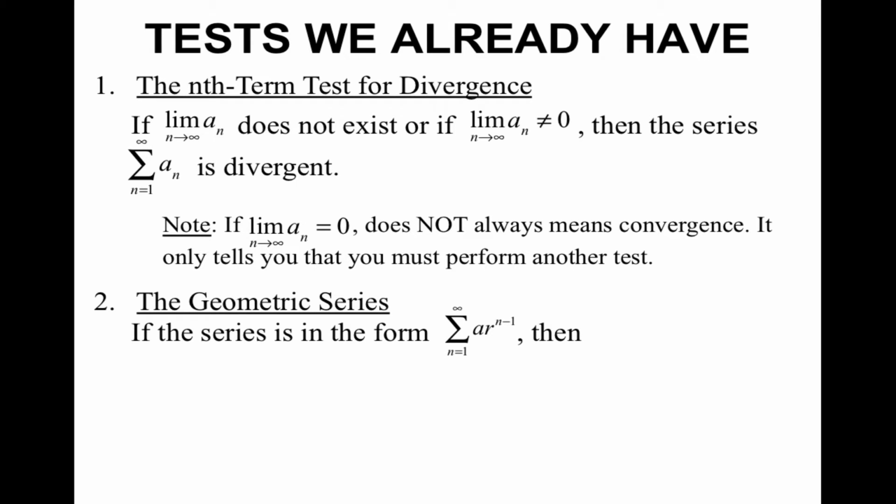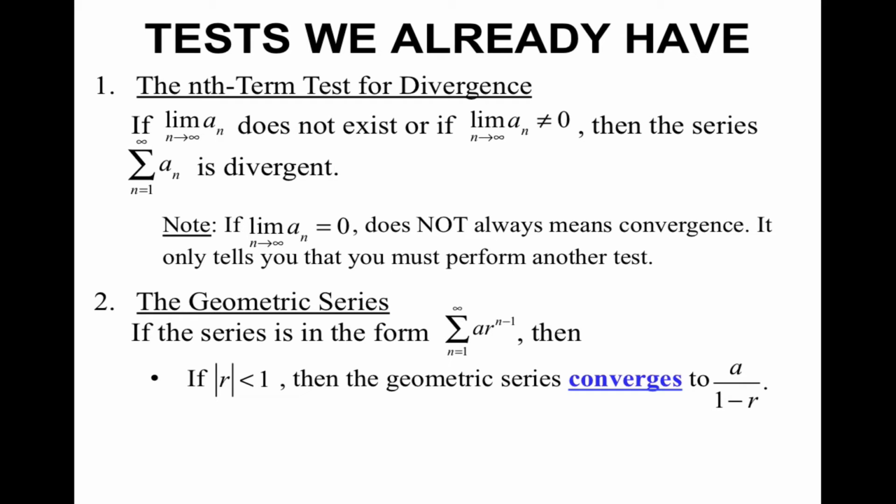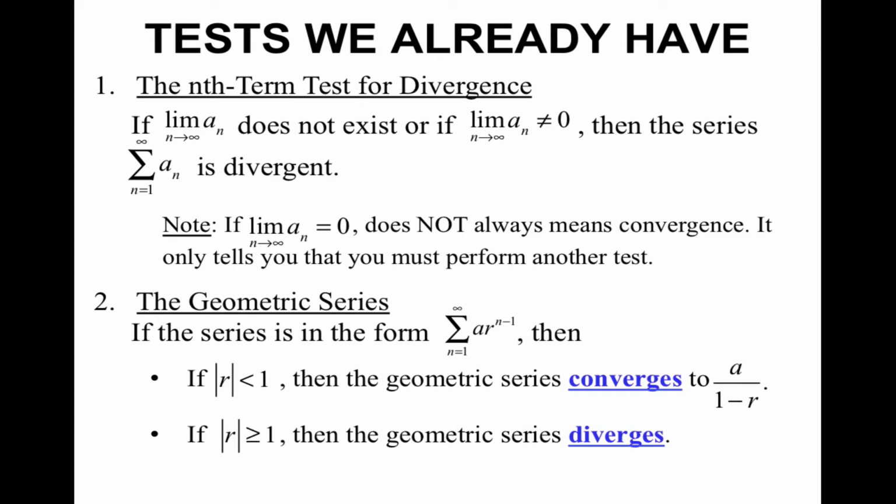The other test we have is the geometric series. If the series is in the form of the sum from n equals 1 to infinity of a times r to the n minus 1, then if the absolute value of r is less than 1, the geometric series converges to a over 1 minus r, where a is your first term. Or if the absolute value of r is greater than or equal to 1, then the geometric series diverges.